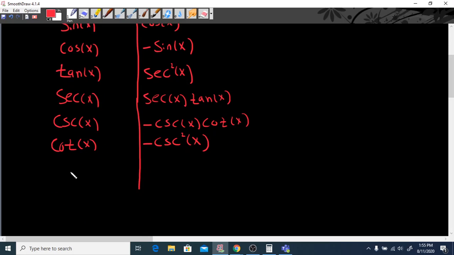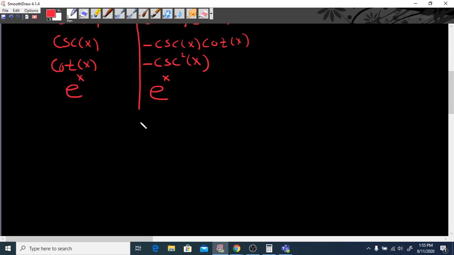And then we have the natural exponential. The natural exponential, its derivative is actually itself, which is pretty crazy. And we'll talk more about that in detail in a different video. And then finally, the natural log. The derivative of the natural log is actually 1 over the thing on the inside.